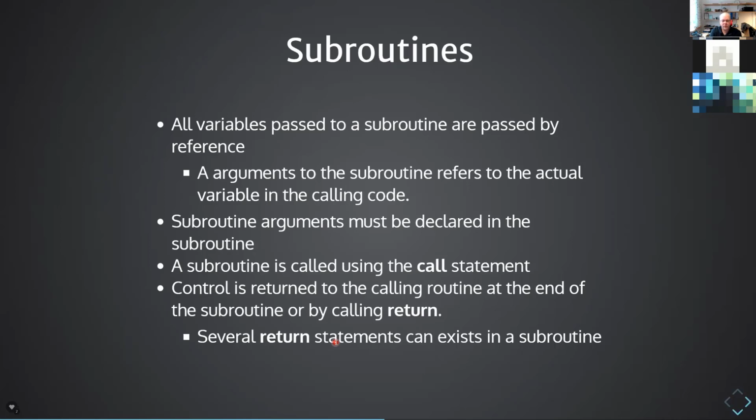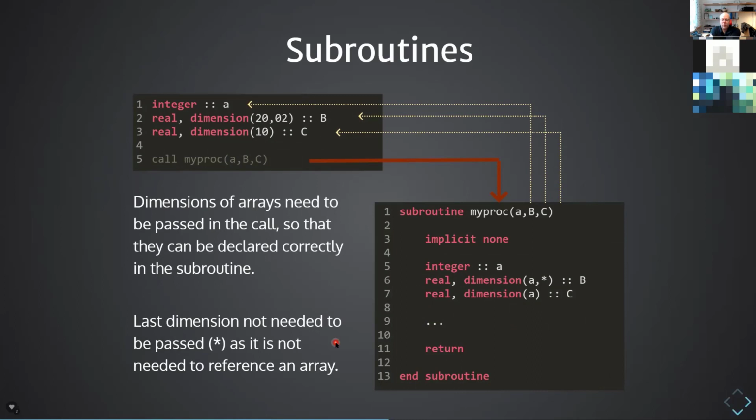You have to declare your arguments in the subroutine. You call your subroutine using the call statement, and control is returned using the return statement. And as I said before, you can have several return statements in your subroutine. This is an example of how this works. I've declared an integer a in my main program, a two-dimensional array b, and a one-dimensional array c. And then I call my procedure and I pass my variables over, and they are passed into the routine. And you have to declare them in your subroutine as well.